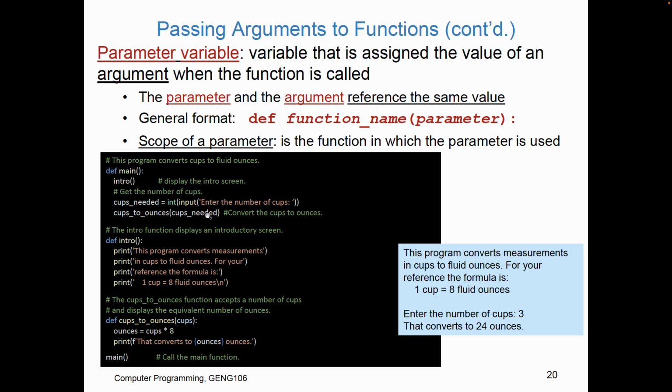And then we want to convert the cups to ounces. So we define this function, cups to ounces. How many ounces does this number of cups make? So we do this calculation here in the definition named cups to ounces. Again, our parameter list has cups. And then we do this calculation. Basically, a cup is 8 ounces. So we do this calculation, and then we print that message.